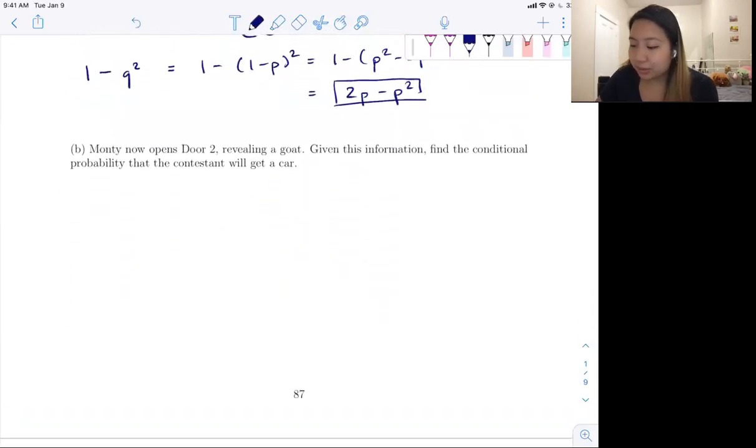Monty now opens door 2, revealing a goat. Given this information, find the conditional probability that the contestant will get a car. So let's define some events.